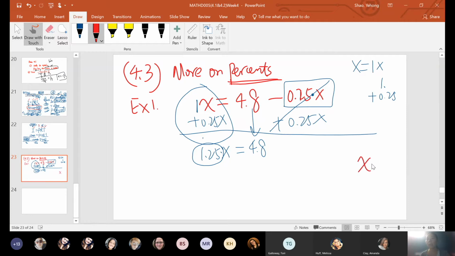So if we have x times 0.25x, x times x will give us x squared. But here we're not doing multiplication, we're doing addition, so you won't get x squared. When we do addition, first of all, we have to make sure they're like terms. For example, x plus x, and you will still get x, okay?